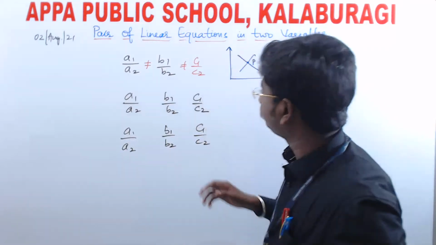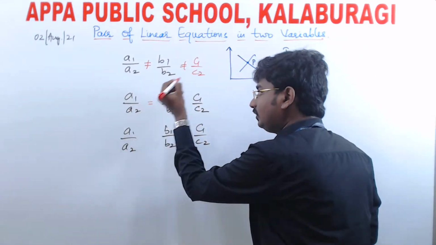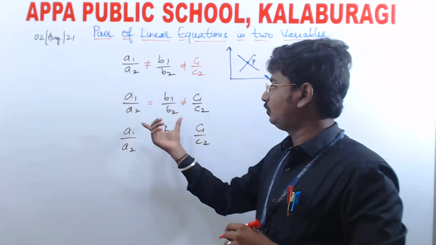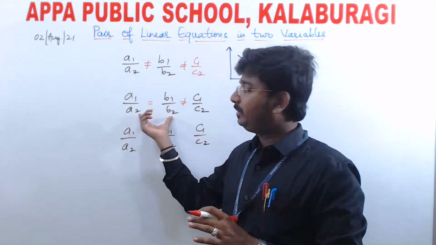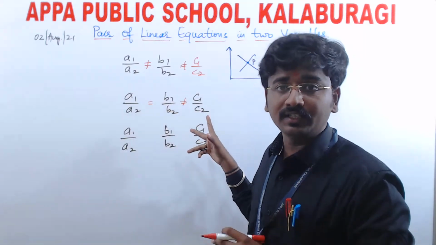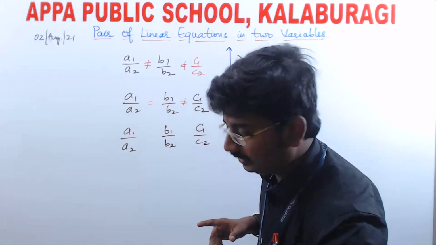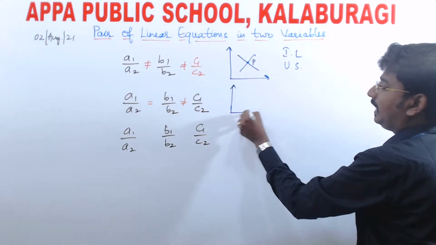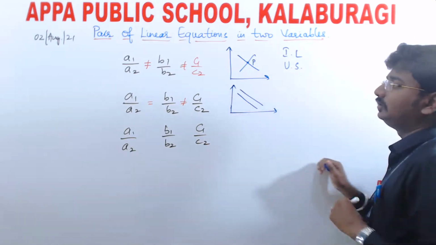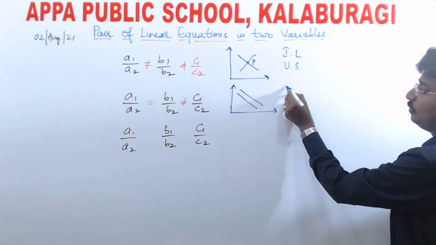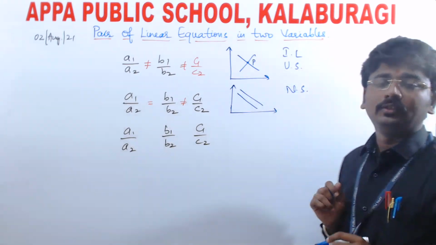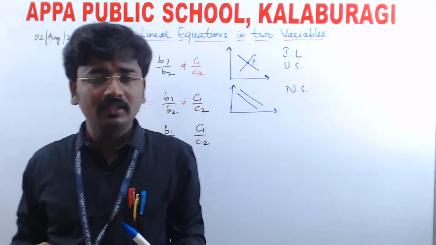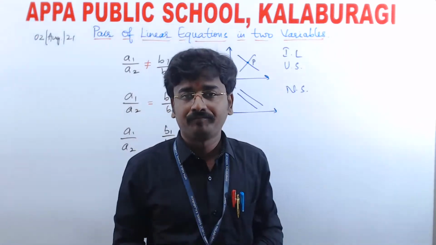Next comes A1 by A2 is equal to B1 by B2, but not equal to C1 by C2. The first two coefficient ratios are equal to each other, but unequal to the ratio of the constants. Then the graph will be actually parallel. Two lines parallel, then I can say no solution, because two parallel lines never intersect each other. Then we will not get x or y value, right?